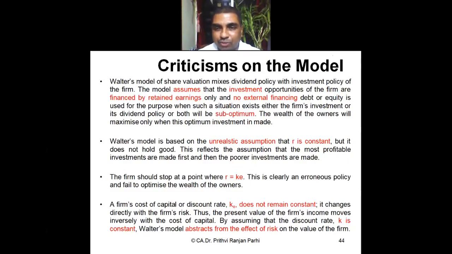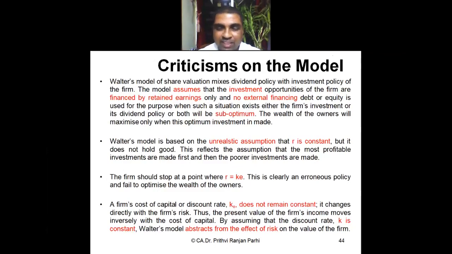If that is the situation for the normal firm, this theory doesn't give any guidance on what kind of dividend policy has to be taken for this kind of firm.